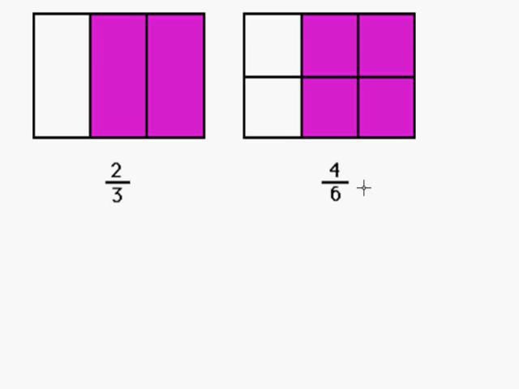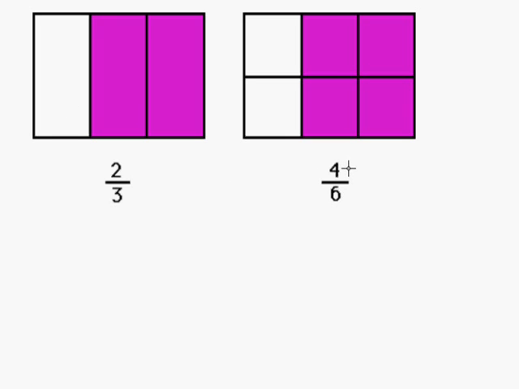Now, how do we know if we can reduce it? Well, you check out the numerator and the denominator, and you have to ask yourself, is there any number that will go into both 4 and 6 evenly? You can divide it in there and there's no remainder. What that's called is a factor. A number that goes into another number is called a factor.